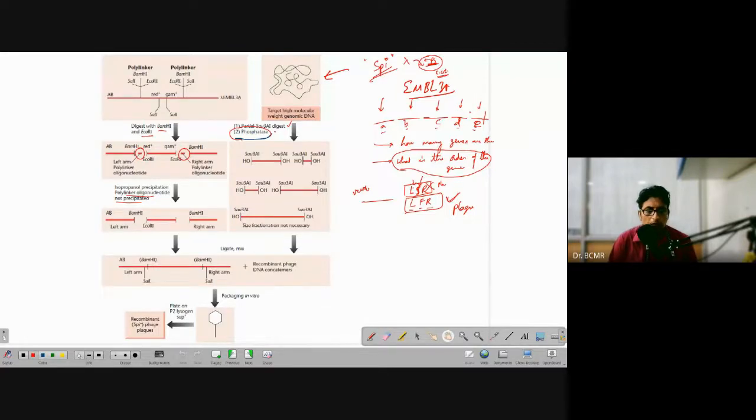But before that, maybe at least I will try to introduce you to this. It says partial digestion. Why partial? That means you are actually taking the whole genome and you're taking many copies of them, right?